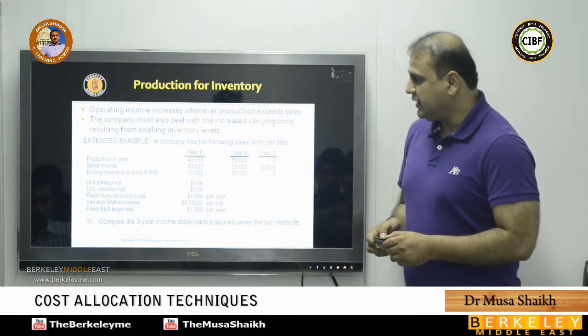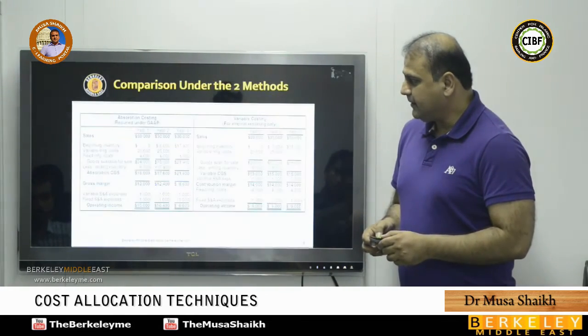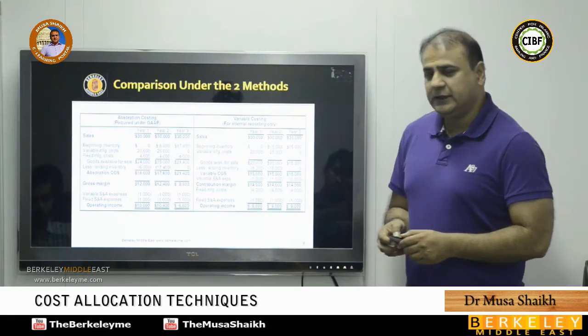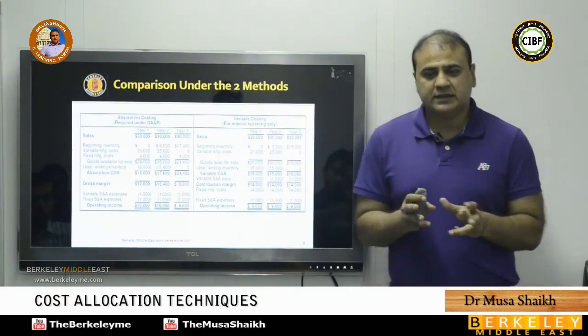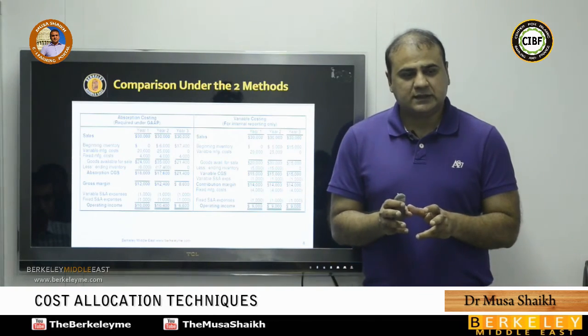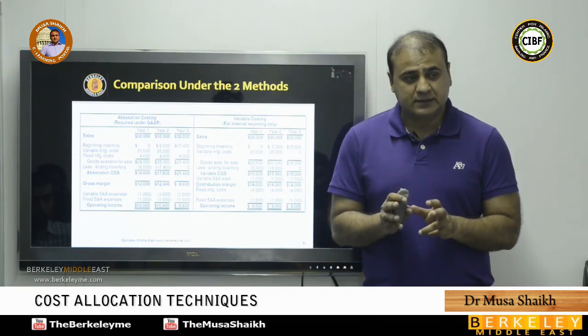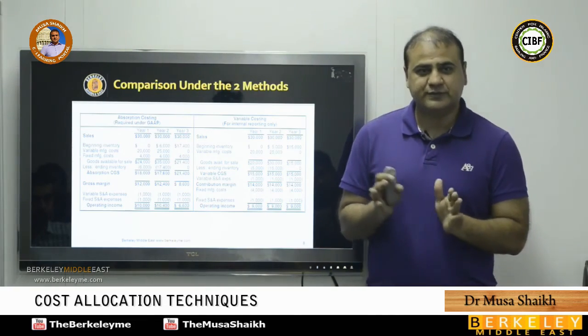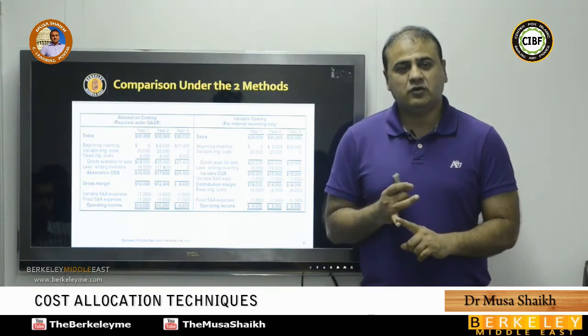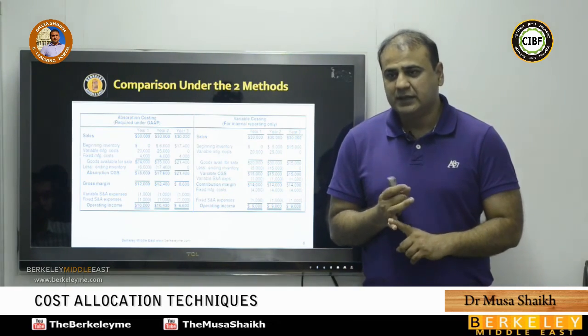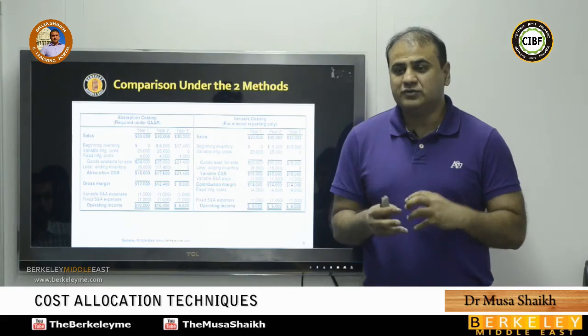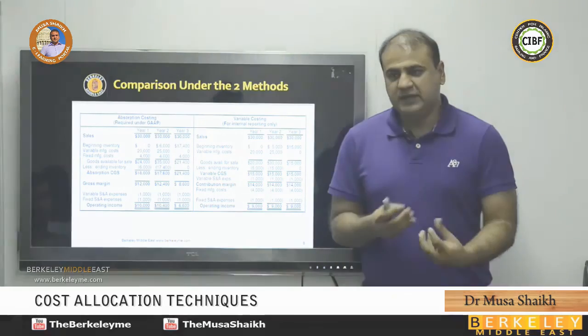Moving forward, we'll see the comparison between the 2 methods that we use. The concept behind this is which method we should use for reporting purposes to management. By default, all financial accountants working under US GAAP follow absorption costing.